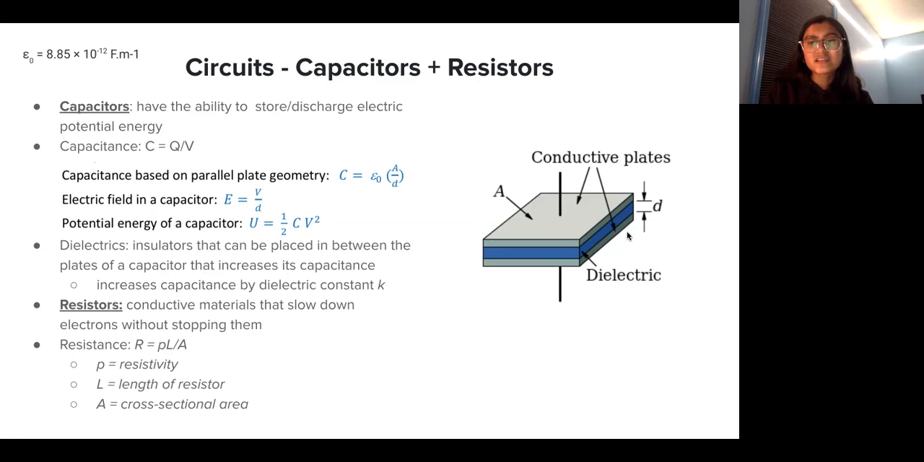Dielectrics are insulators that can be placed in between a capacitor, and that'll increase its capacitance by some constant K. So yeah, dielectrics will increase capacitance. And then resistors are materials that will slow down electrons without stopping them. And this is your formula for resistance if for some reason you're asked to calculate that as well.